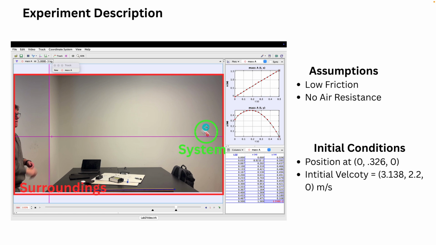Our system is just the white ball, and the surroundings are everything else. You can also see we had a calibration stick on a yardstick in real life and made a calibration stick in the Tracker software. For assumptions, low friction, and we are not assuming no air resistance for one of the models, but for one of the other models we are assuming no air resistance. For initial conditions, the position is 0, 0.326, that's the height above the x-axis, and our initial velocity is 3.138 meters per second and 2.2 meters per second.